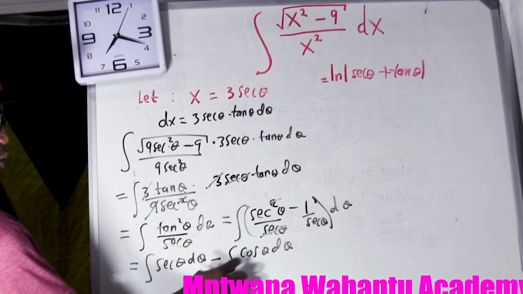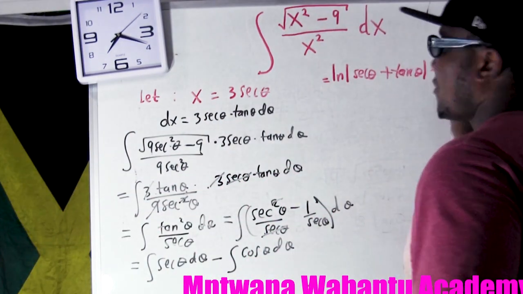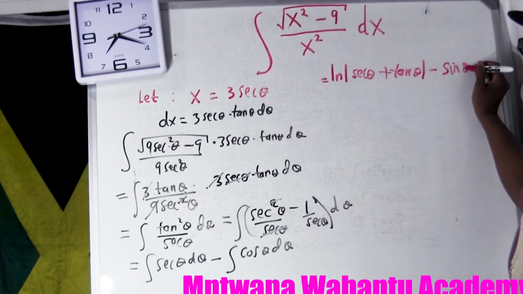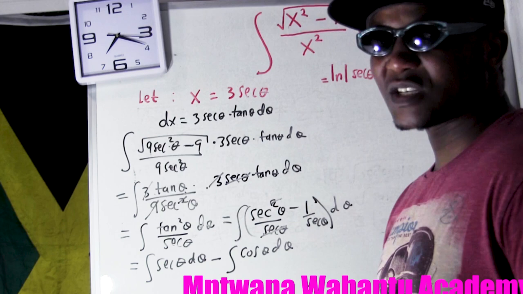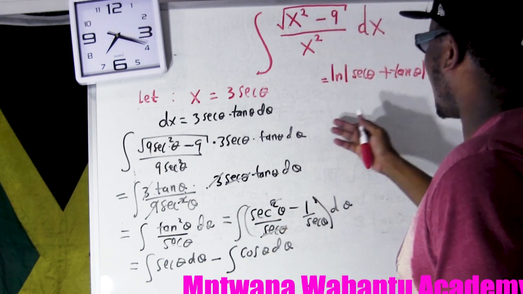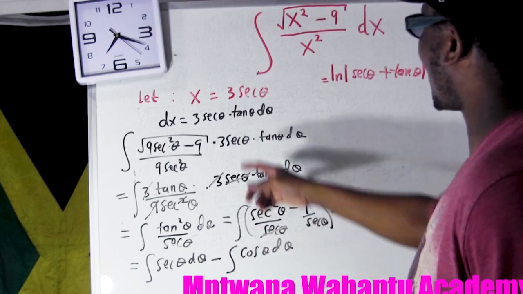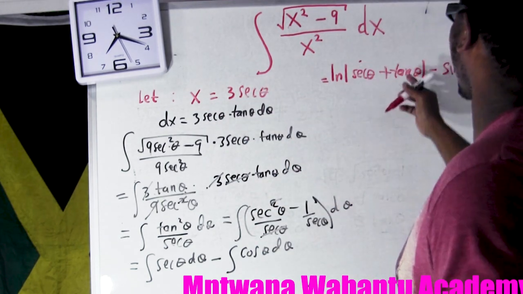Now you come here. When you integrate cos, you get sine of angle. So minus sine of angle. Now, if you look back, the question was not in terms of theta. The question is in terms of x. So we have to substitute back. What is sec? Sec equals x over 3. So we know sec is going to be x over 3. What about tan?